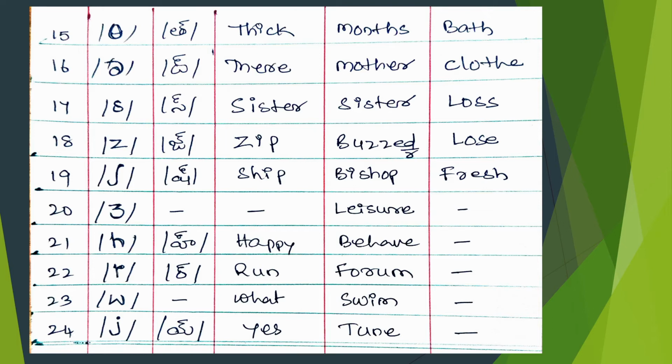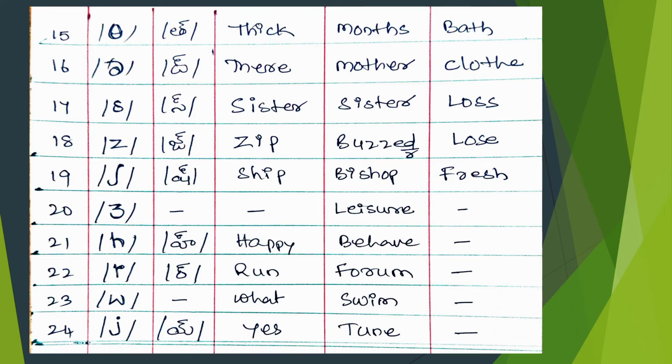Initially, it happens in words such as thick, thank, think, in all these. And it happens medially in words such as months, and it happens finally in words such as bath.